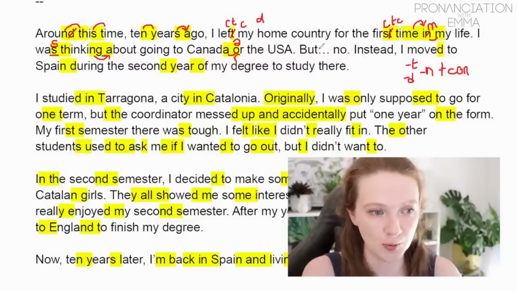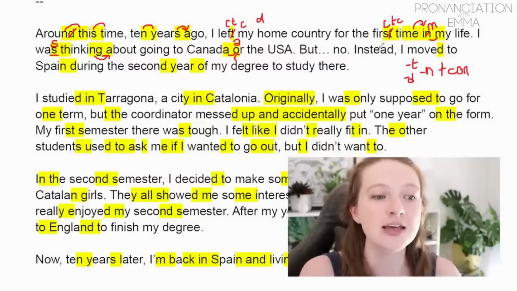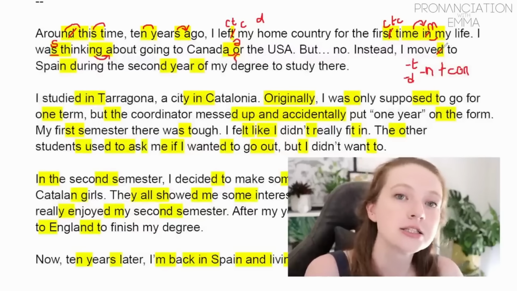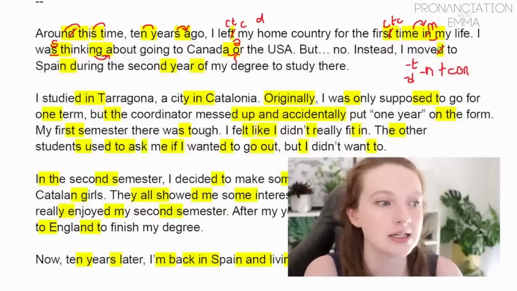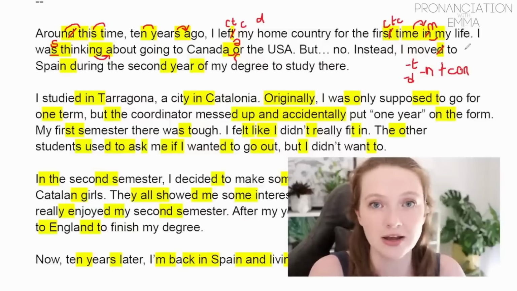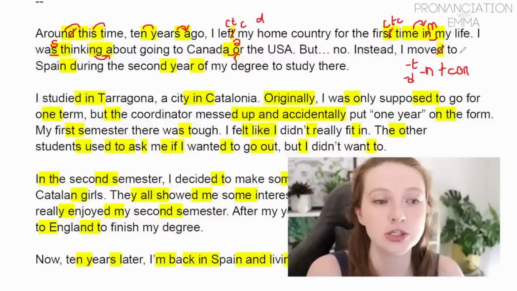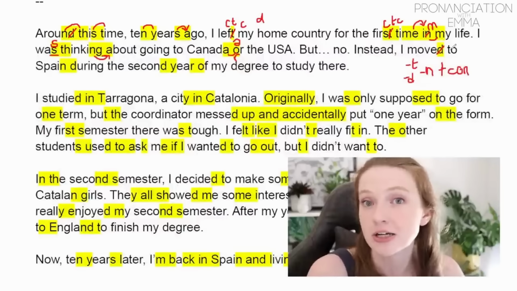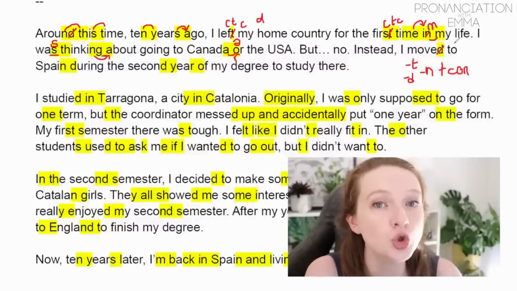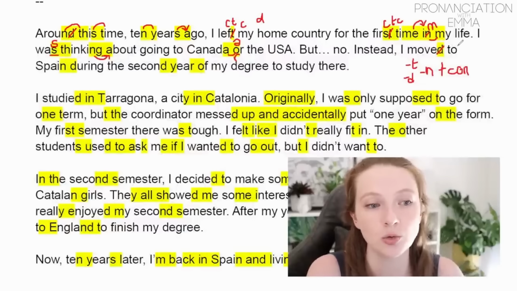But no. Instead, I moved to. So here I'm not pronouncing the D. Consonant, D, consonant is the same rule as up here. Yeah, first time I moved to. I'm not pronouncing the D. It moved to. It's quite hard to say, so we cut it. I moved to. So I'm not saying move to, ooh. Remember, we're going to use the weak form.